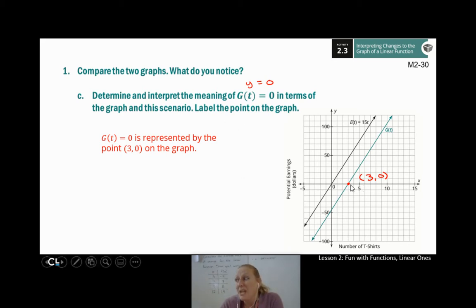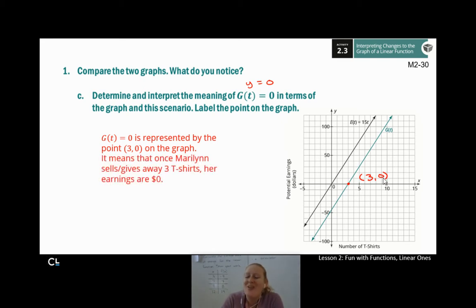In terms of the situation, that means if she sells 3 t-shirts, she made $0. So once Marilyn gives away her 3 t-shirts, she's earned no money. So even if she sells 3 shirts, she hasn't earned anything yet. That's very sad.